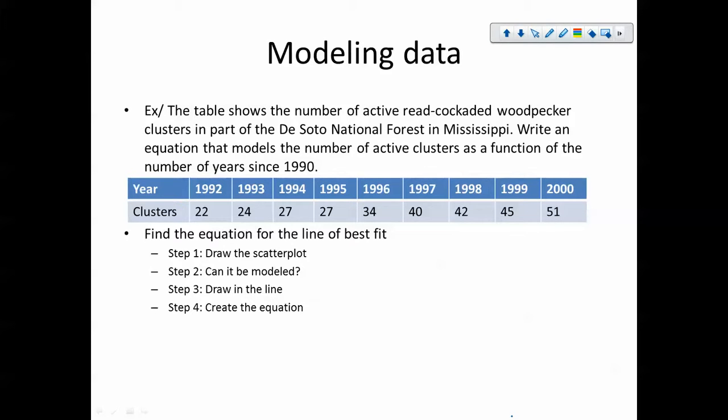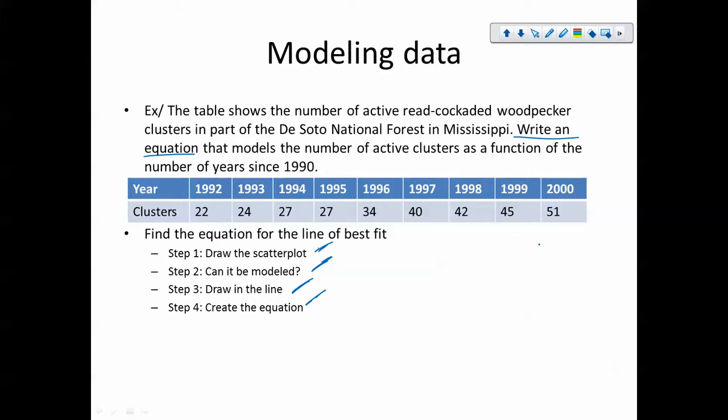So this table here shows the number of active red-cockaded woodpecker clusters as part of the DeSoto National Forest in Mississippi. Write an equation that models the number of active clusters as a function of the number of years. So notice that it's asking us to write an equation here. We should graph all these points and draw the scatter plot. Is it relatively straight? Draw the line in, and then create the equation.